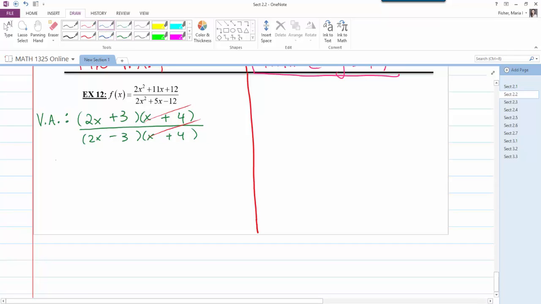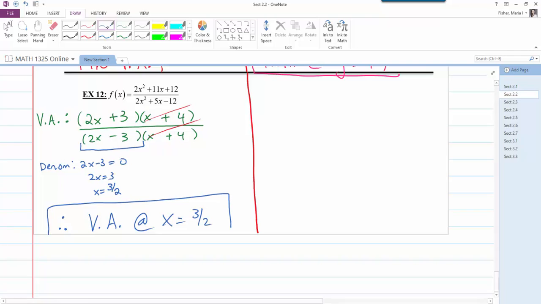So then the second step for vertical asymptotes is to set that denominator, the only denominator I have left, 2x minus 3, equal to 0 and solve for x. So 2x minus 3 is equal to 0. Add 3 to both sides, divide by 2, and x is equal to 3 halves. 3 halves is a real number. Therefore, we have a vertical asymptote at x equals 3 halves.